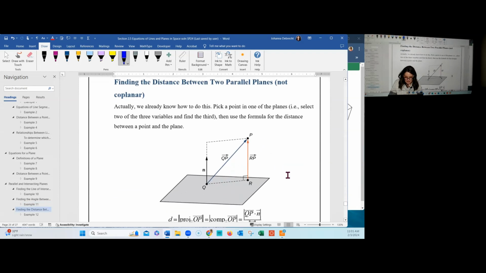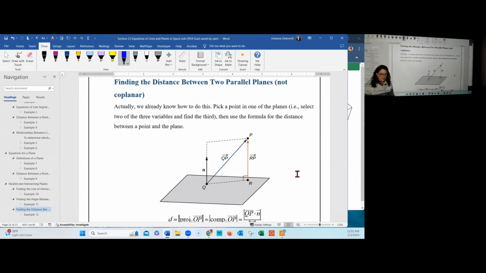Now, one last thing, find the distance between two parallel planes. Now we found the distance between a point and a plane, but now we want to find the distance between two planes that are not the same plane. How do we do that? Well, it's essentially the same thing as finding the distance between a point and the plane, because this P is inside of another plane, but I can find a point on that plane and then find the distance between them. So in this case, we pretty much already know how to do it.